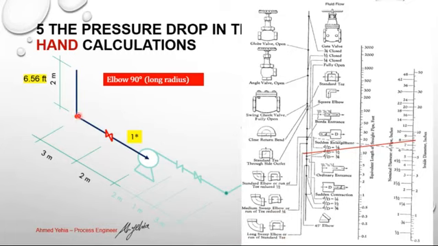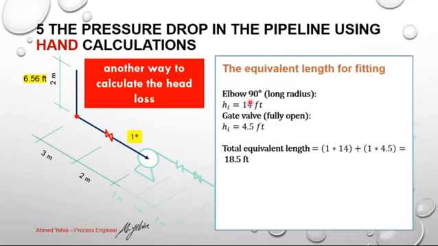And the fitting here is the long elbow. So we put this line here with the diameter of 8 inch, and the intersection between this line and this line is the equivalent length. The intersection between the line that I draw and this line in this graph is the equivalent length. So the equivalent length of the long 90 degree elbow is 14 foot.